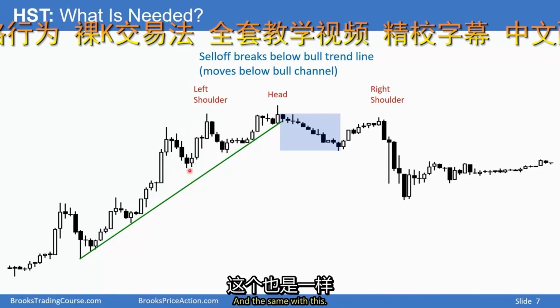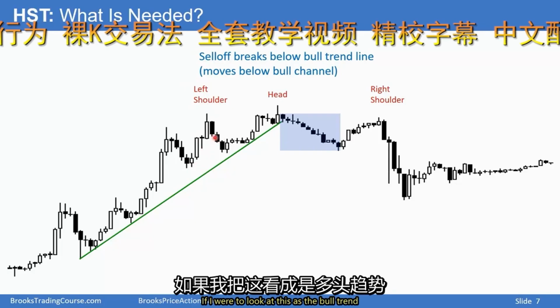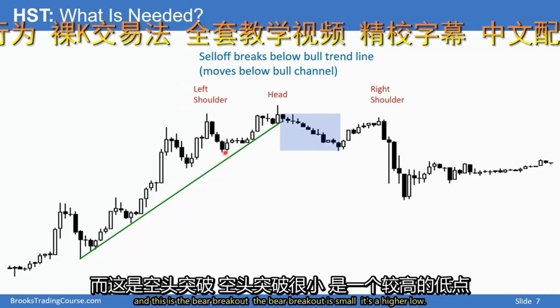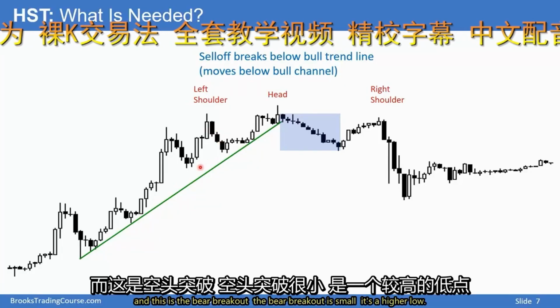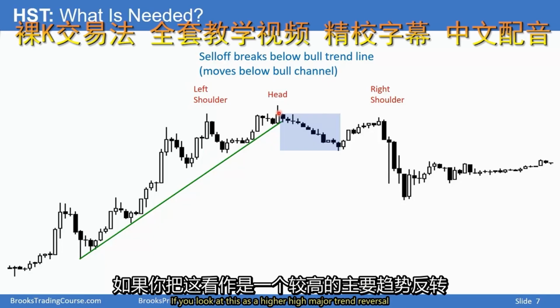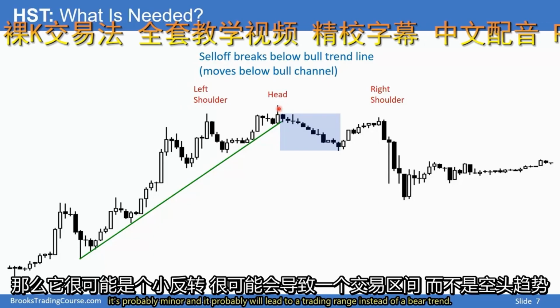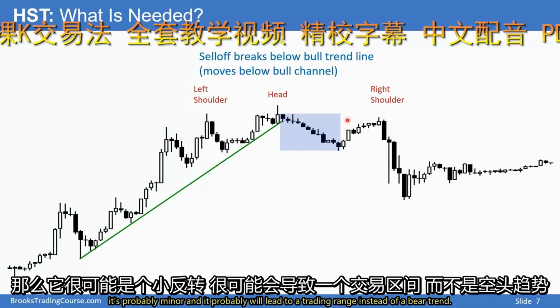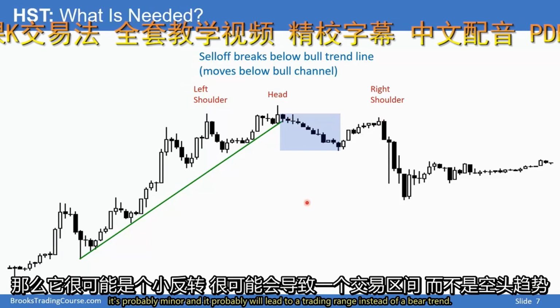And the same with this. If I were to look at this as the bull trend and this is the bear breakout, the bear breakout is small, it's a higher low. This is probably not going to be a major reversal. If you look at this as a higher high major trend reversal, it's probably minor, and it probably will lead to a trading range instead of a bear trend.